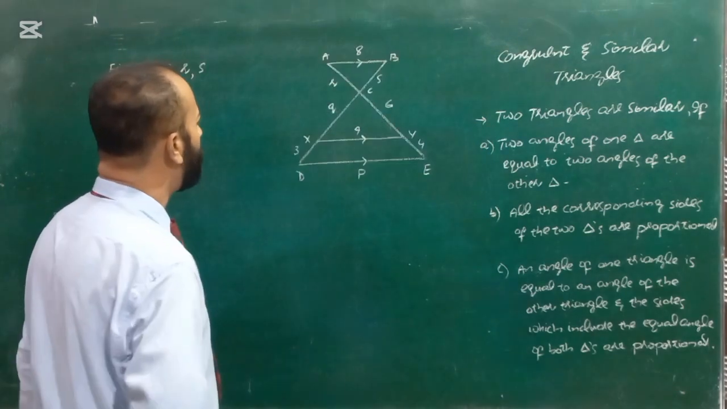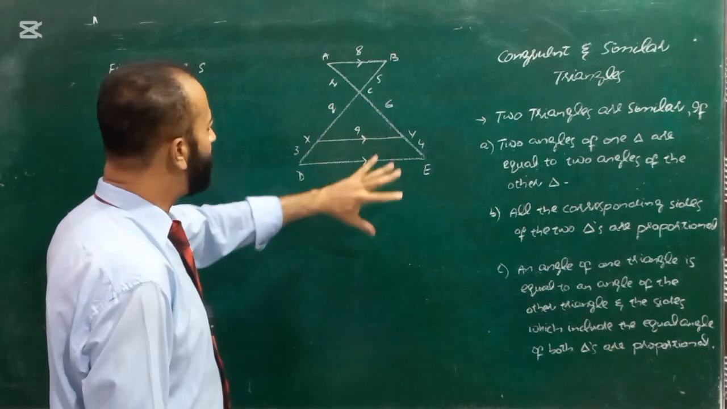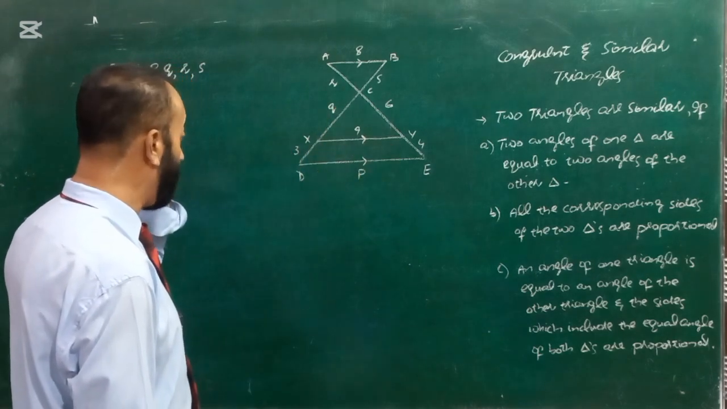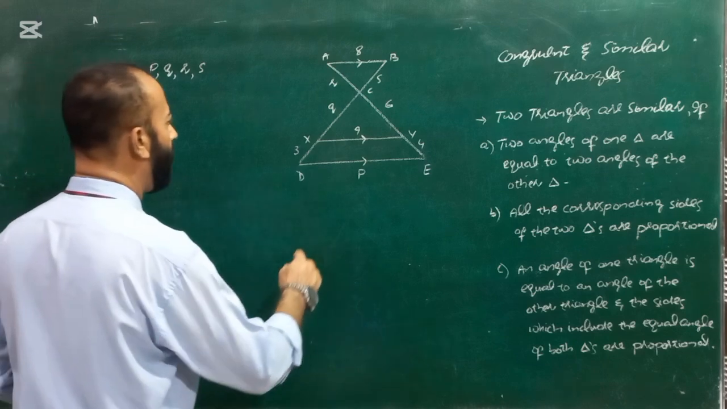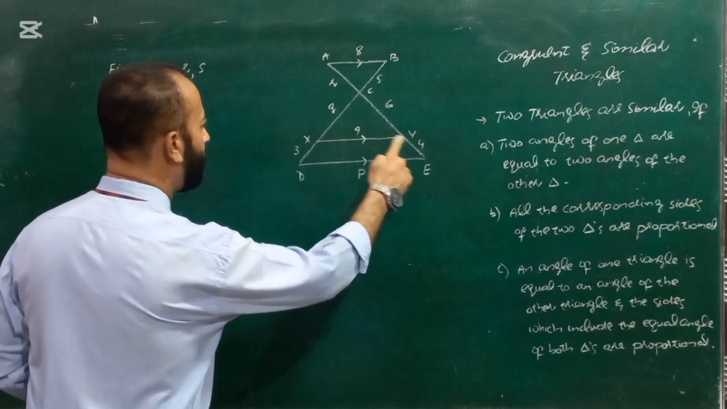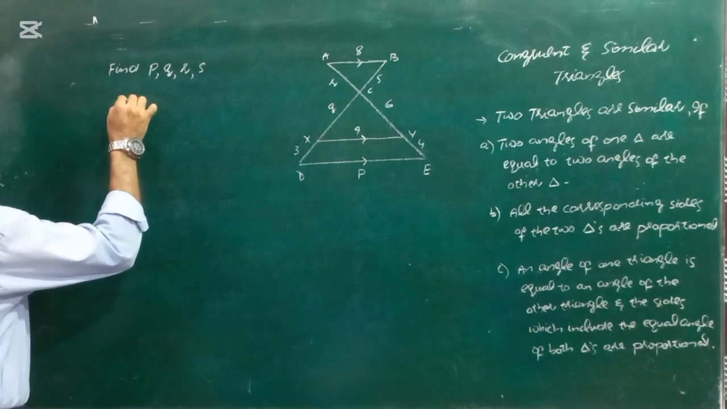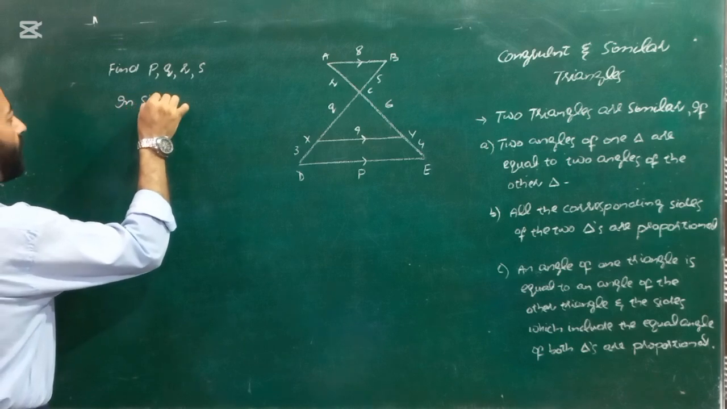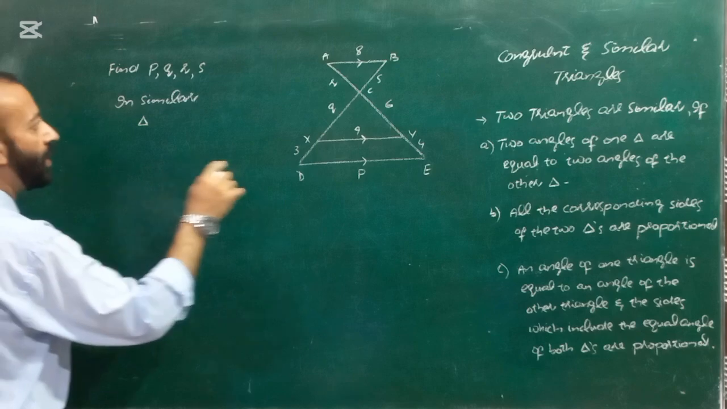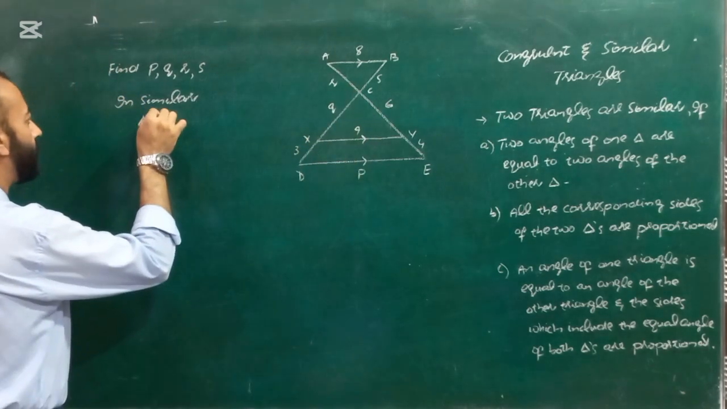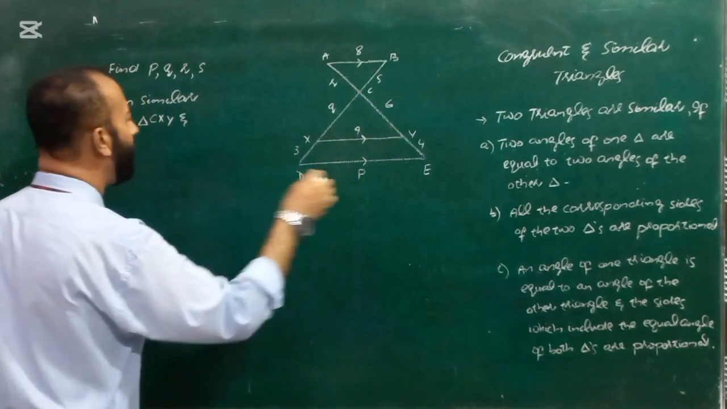So here is another question. Requirement is find P, Q, R, and S. So missing values are the requirement to find their value of. Okay, look now. In triangle CXY and CDE. So these are similar triangles. So in similar triangles CXY and CDE.